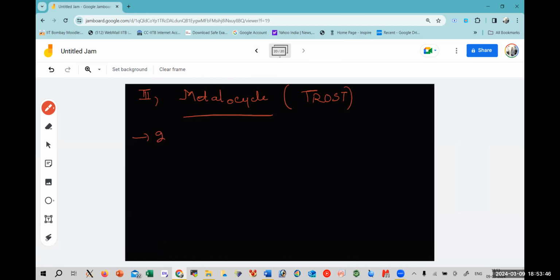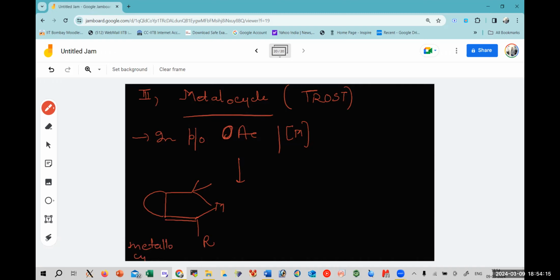So this happens in presence of acetic acid and the metal, and that would give you, whatever the alkene and alkyne are having, we would tend to make a cyclopentene kind of intermediate, and this is your metallocyclopentene. That is the only way we could get it over here, followed by the reductive elimination of the metal.